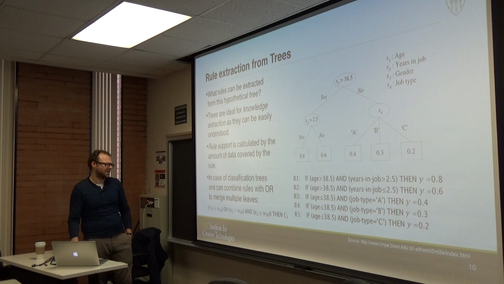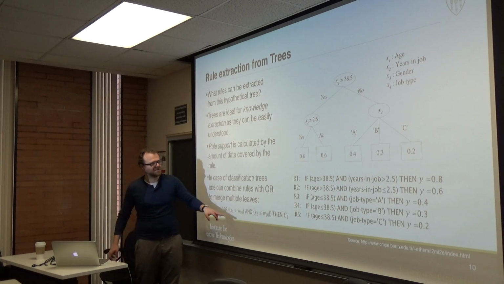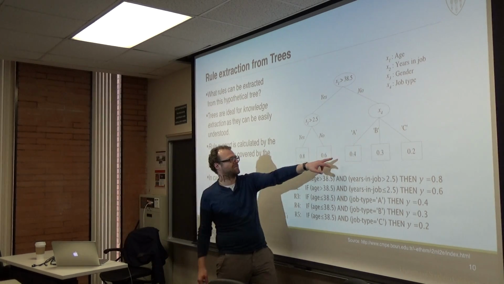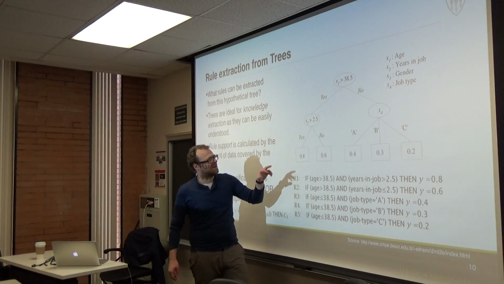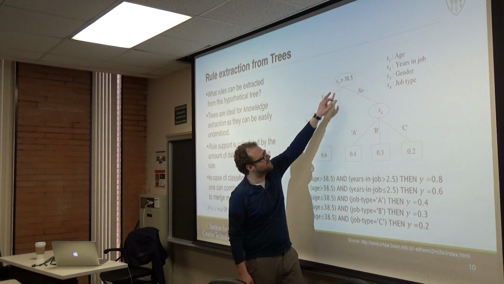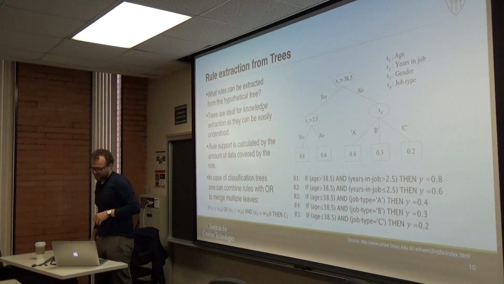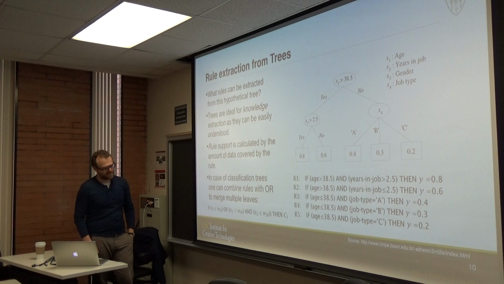Okay. And then if you have multiple leaves that have the same label, so if there's, for example, another 0.8 here, you can combine paths, this path and that path, through ORs, so that's easy too. Okay? Any questions to that?